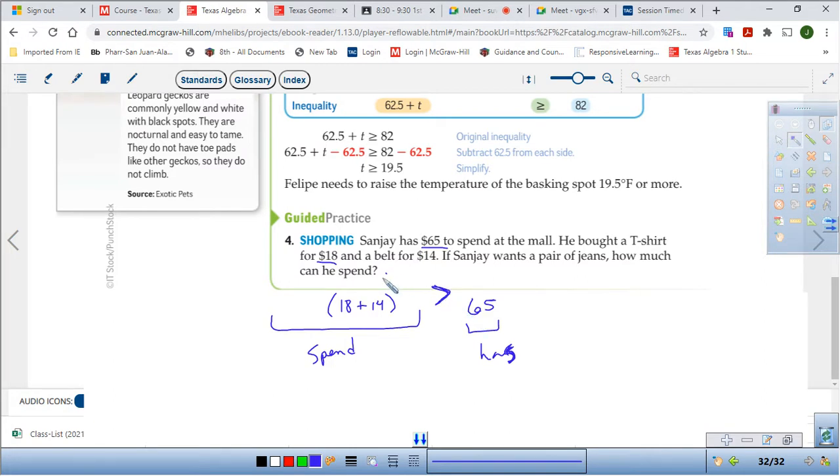So this one says this one's more, and this is what he has. So this one's less. Like think about this one. He can spend more than what he has.